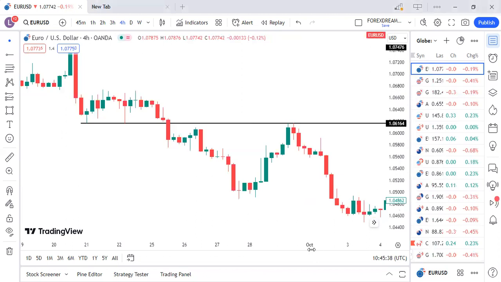The structure was broken where? Here. Remember, I said before, once the support is broken, it will become a resistance. So here we have the break of structure, support, it was broken, it became a resistance. Now, this is where you're going to sell. Why are you selling here? We are selling here because the support was broken, it became a resistance.